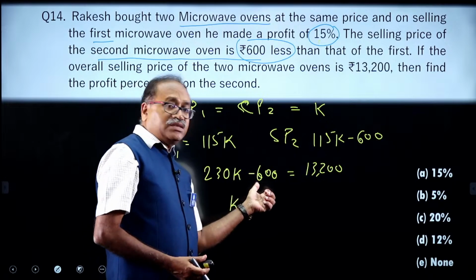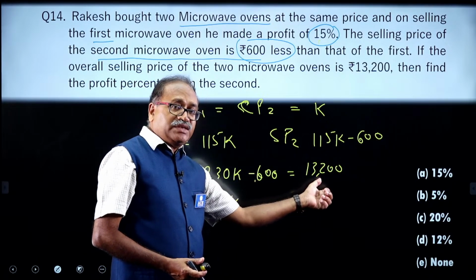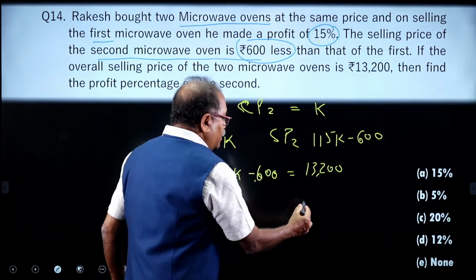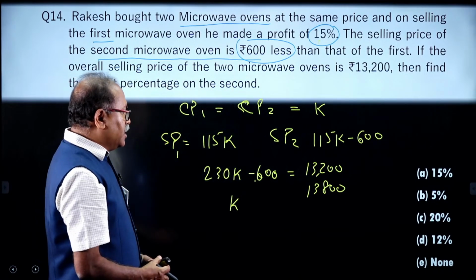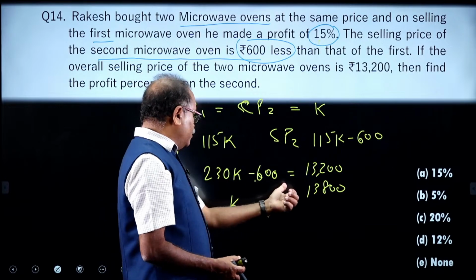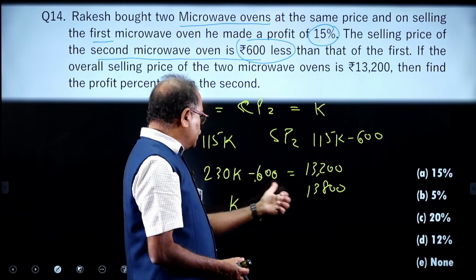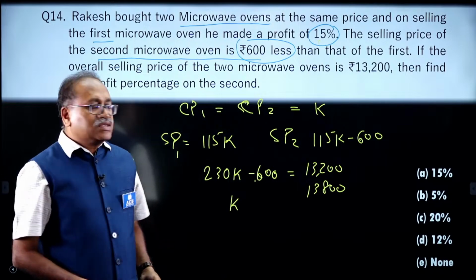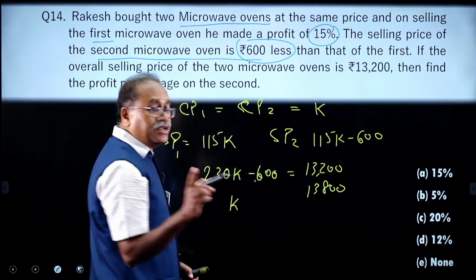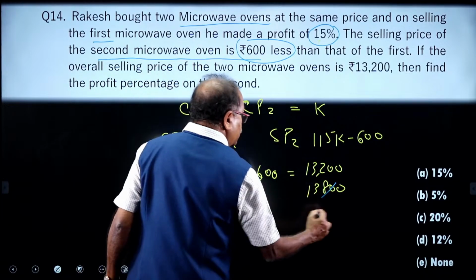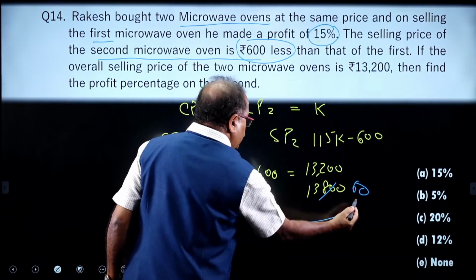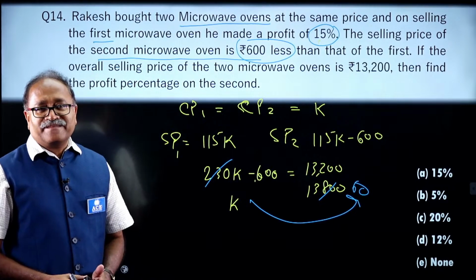Then minus is there, which should be added to this 13,800, and this 13,800 should be divided by 230. It is getting cancelled how many times? 6 3s are 18, so 600 times, not 600 times, 60 times. So here it is getting cancelled 60 times. So I got that k is equal to 60.